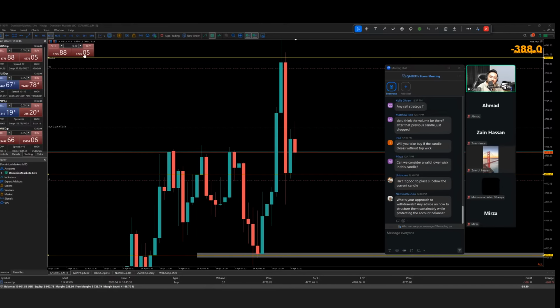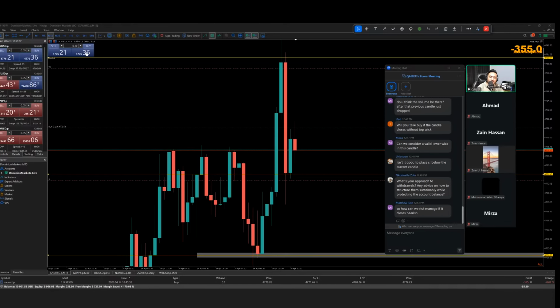What's your approach to withdrawal and advice on how to structure them sustainably while protecting the account balance? So if you make like $100, try to withdraw like 25 to 30 percent. Take a withdrawal out of it. So just feed the money.